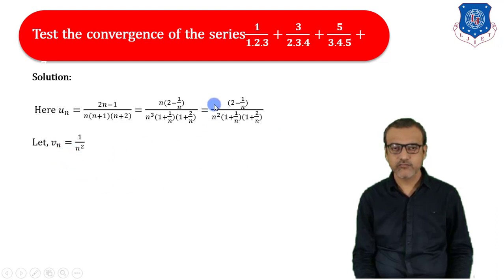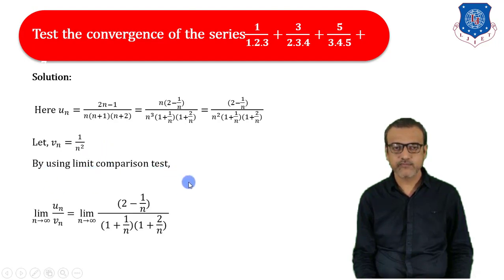Now let Vn equal 1 upon n square. Now by using limit comparison test, limit n tends to infinity un upon Vn is equal to limit n tends to infinity, where this is un and this is Vn. If you divide this un by this Vn, n square will cancel out, and after simplification you will have this result.